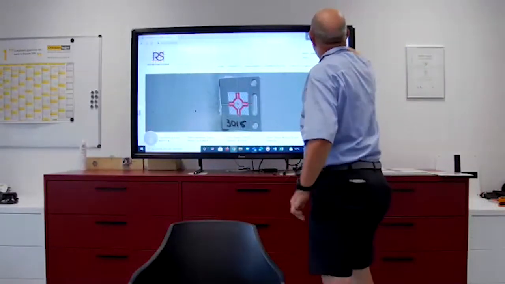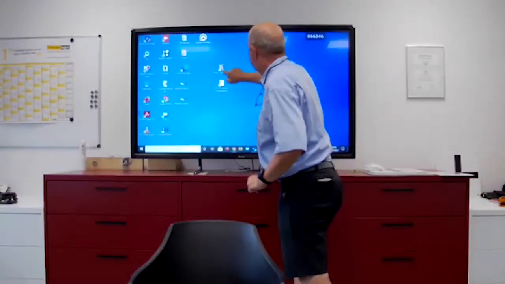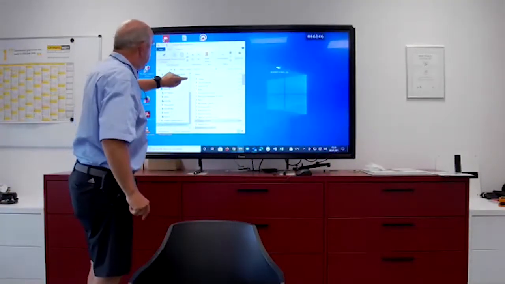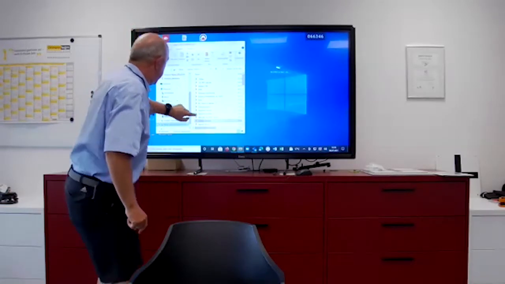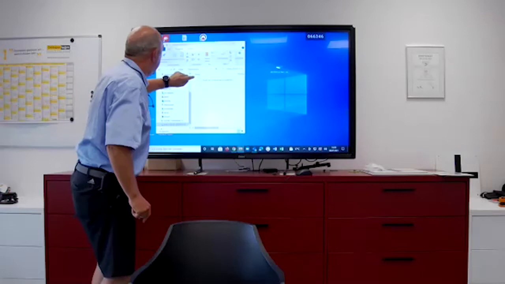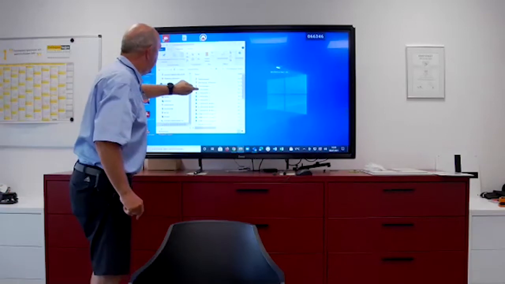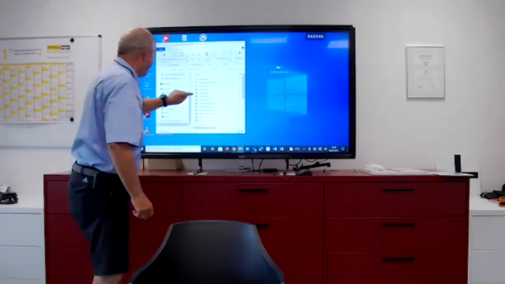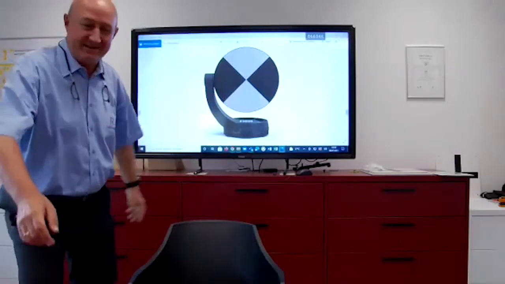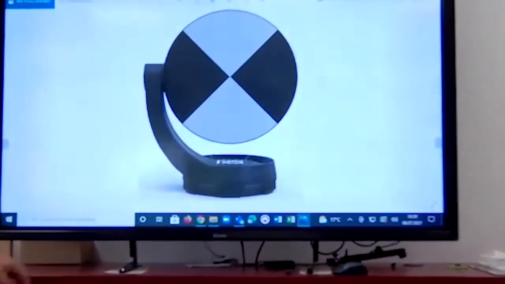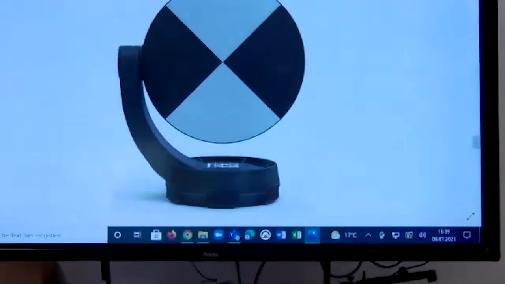I'll show you. Wait a minute, I just need, I hope I have it here. Wait a minute. So, drums. Well, that's my new target coming up. Can you see it? Wait a minute, I'll make it a little bit bigger. So this target, can you see it?